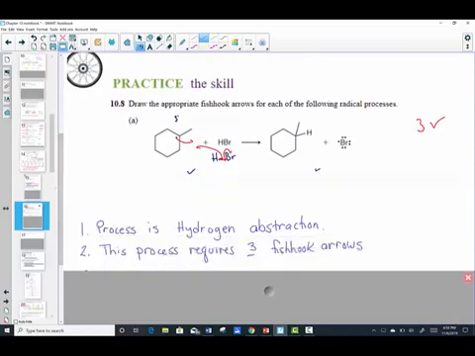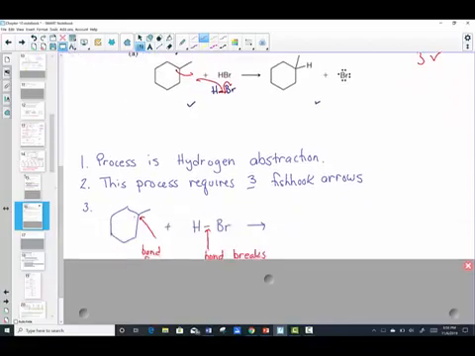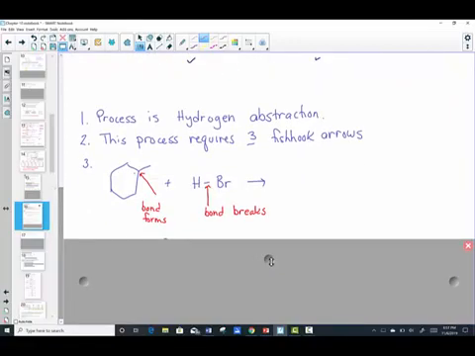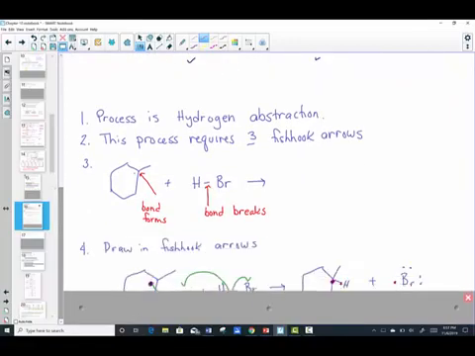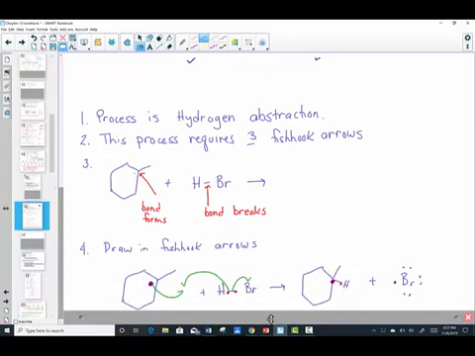Again, you can see the hydrogen abstraction requires 3 fishhooks. The 3 fishhooks have to show where the bonds are being broken, where the bonds are being formed, and just make sure you draw in the fishhook arrows. I always like to color code so you can see where they started and where they ended. Multiple practices are available for that skill in your homework.